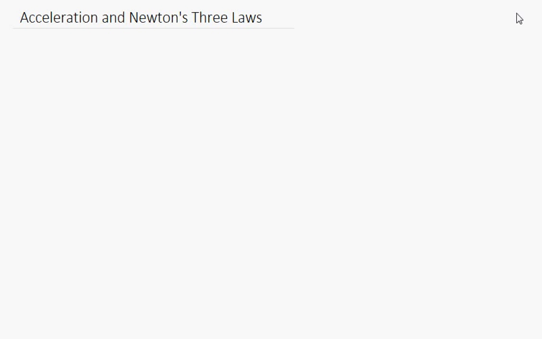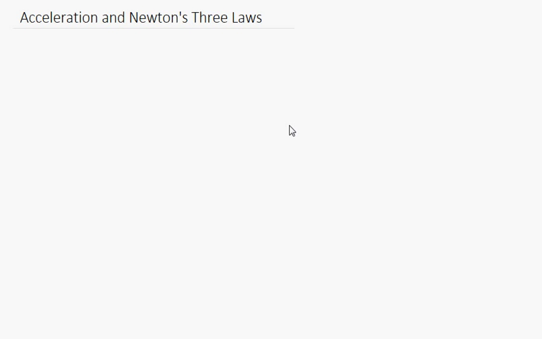Okay, now we are going to talk about acceleration, and we're also going to talk about Newton's three laws, which you might be familiar with. But first of all, when we were looking at velocity, velocity was change in position over time. Okay? So now for acceleration, acceleration is going to be very similar, except it's going to be the change in velocity over the change in time.